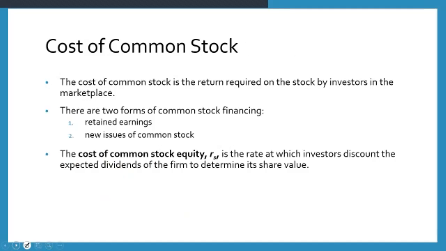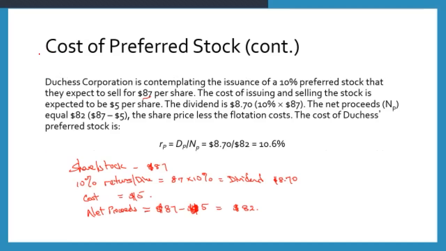So this is the cost. The cost for issuing preferred stock is dividend over the net proceeds, which is the 8.7 divided by 82, gives you 10.67%. You realize it's more than the cost of debt.